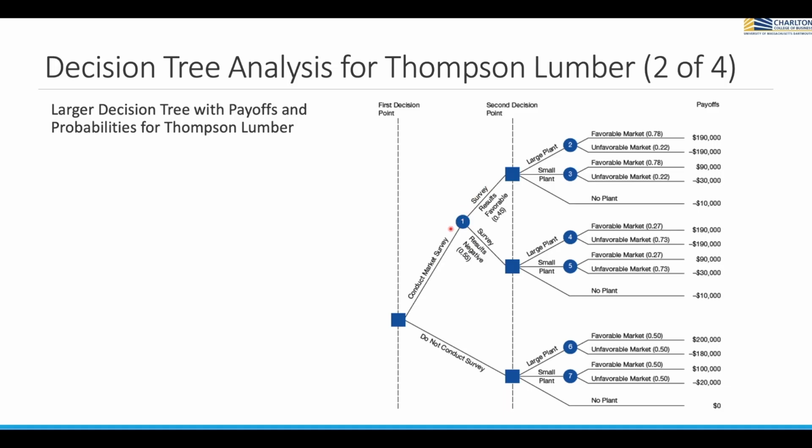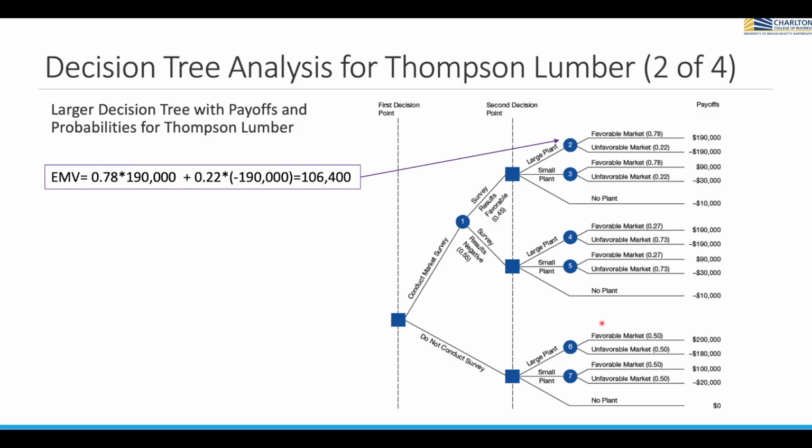With the favorable survey result, if they decide to build a small plant and in the future the market turns out to be favorable, they will gain 90,000. And if the market is unfavorable, they lose 30,000. Similarly, if the market survey shows a negative market and they go with a large plant, and in the future the market is favorable, then they gain 190,000, and if the market is unfavorable, then they lose 190,000. So in decision tree analysis, we basically trace back to calculate the expected monetary value.